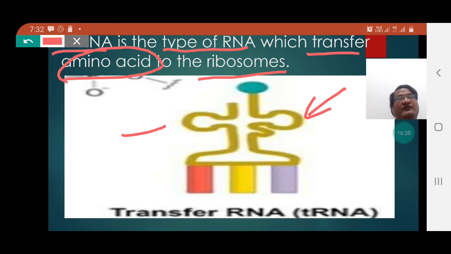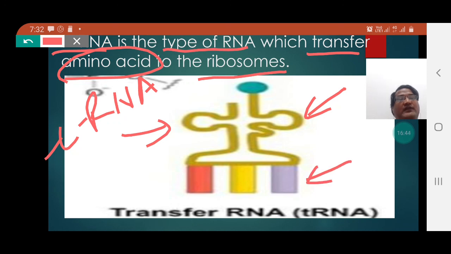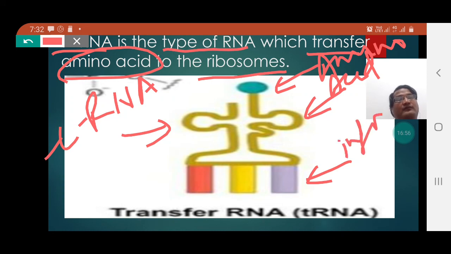So students, this is the diagram of the transfer RNA, and we can easily notice here that it is carrying the amino acid at the top, and here the information for the formation of proteins.